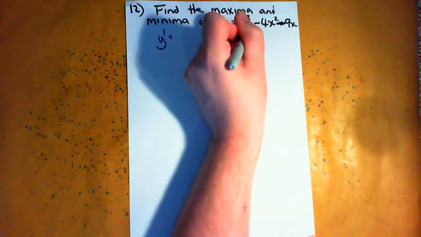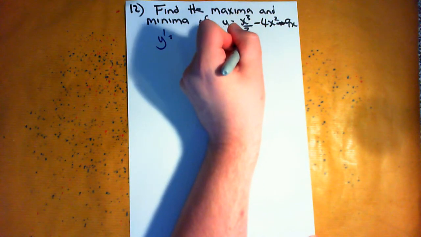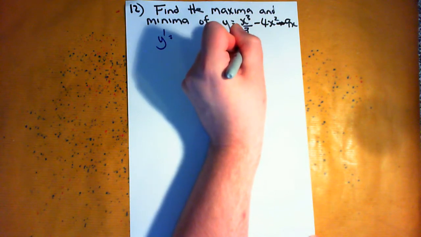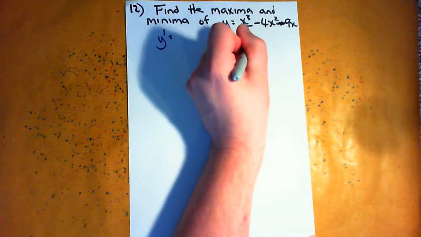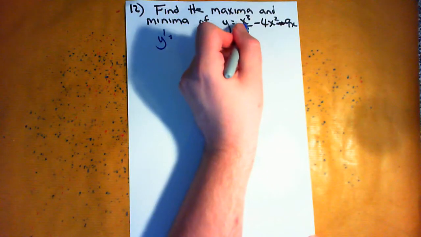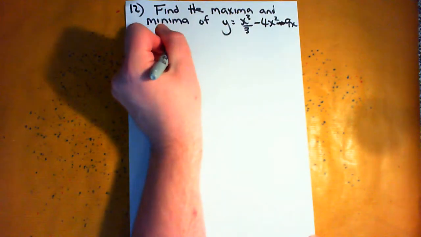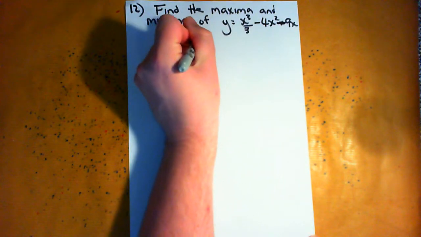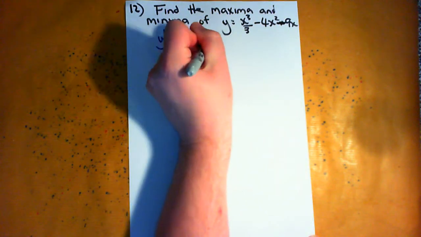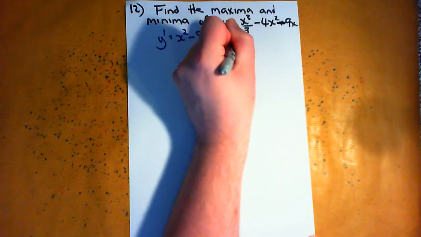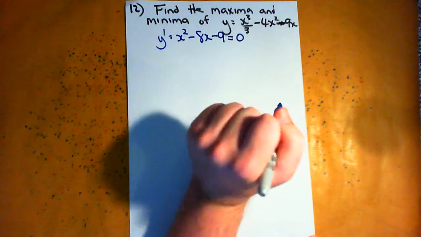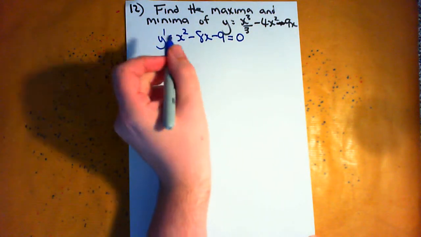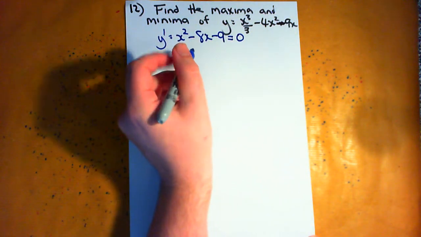x cubed would differentiate to 3x squared. Divide that by 3. We can do that because it's only a number that's on the denominator of the fraction. There's no x down there. So 3x squared over 3 is just x squared, minus 8x minus 9, and that equals 0 because we're finding a turning point. Okay, so we need to solve that equation.